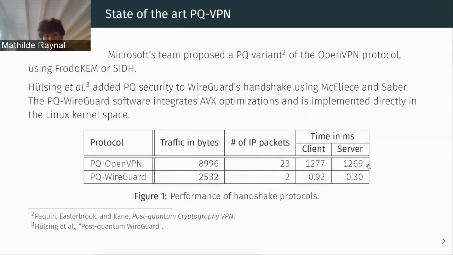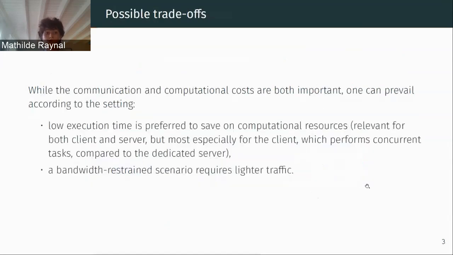So there are already some works that offer post-quantum handshakes for VPNs. And in this table, we report the results of works published last year that add quantum resistance to either the OpenVPN protocol or the WireGuard protocol. And as we can see in this table that we borrowed from the post-quantum WireGuard paper, the quantum resistant handshake of WireGuard is much more practical than the OpenVPN solution. And this is why we chose to continue working with this protocol specifically and use these results as baseline.